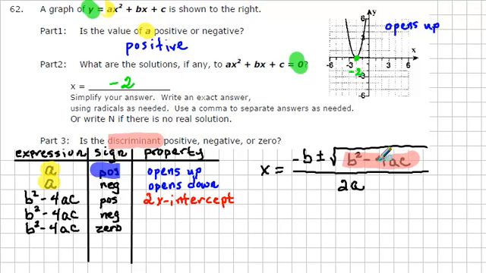If the discriminant was negative, then we would have the square root of a negative number, and the square root of a negative number is not real. And therefore the solution to this equation would be that there is no real solution. And since there's no real solution, there would not be any x-intercepts on the graph. So if b squared minus 4ac is negative, then there are 0 x-intercepts.